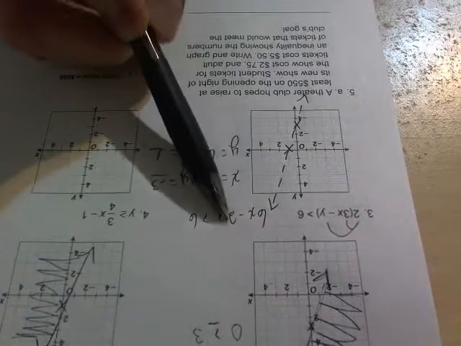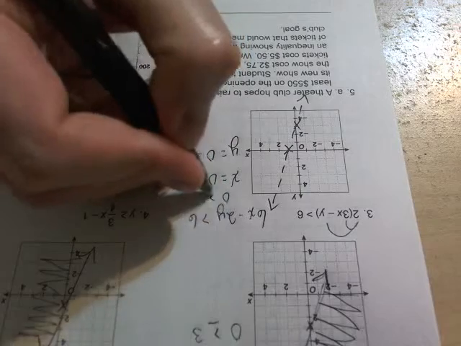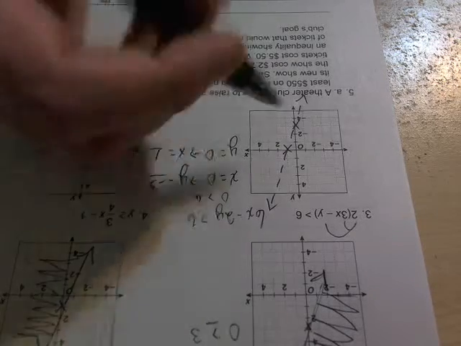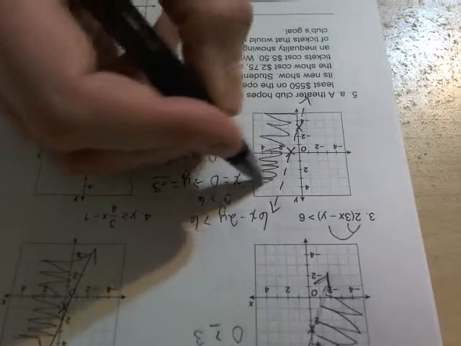That'll make this guy go to 0, this guy go to 0, so it's going to say 0 is greater than 6. Well, 0 is not bigger than 6. That's a false statement. So since it's a false statement, I'm going to shade where the point is not. 0, 0 is not to the right of the line, so I'm going to go ahead and shade to the right of the line, and there's the graph of my inequality.